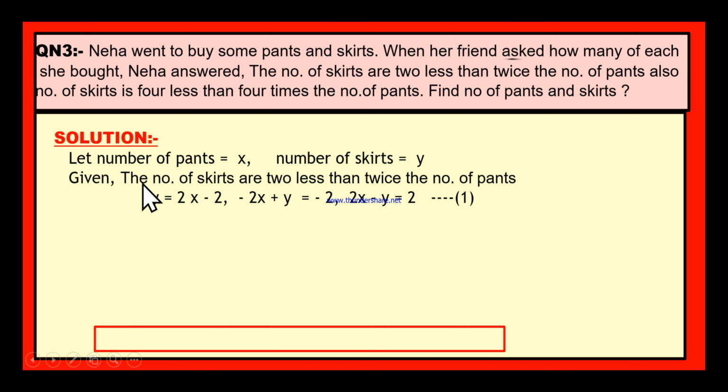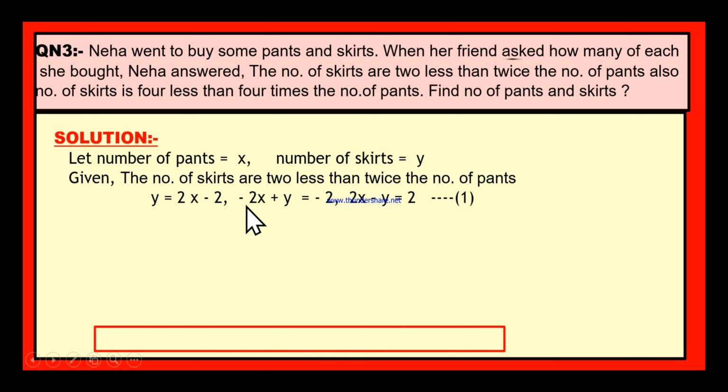Therefore, let us take this plus 2x to the other side. Then plus 2x at LHS becomes minus 2x plus y, is equal to this minus 2. Since x has a negative sign, let us change the signs of all LHS terms and RHS terms. So minus 2x becomes plus 2x, plus y becomes minus y, and minus 2 becomes plus 2. Therefore, the first equation is 2x minus y is equal to 2. This is the first linear equation.